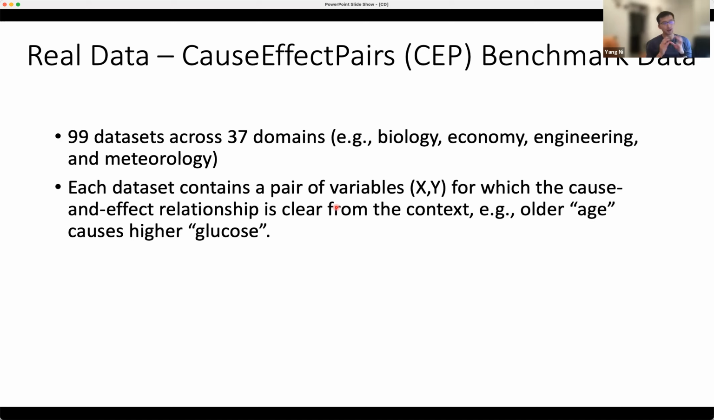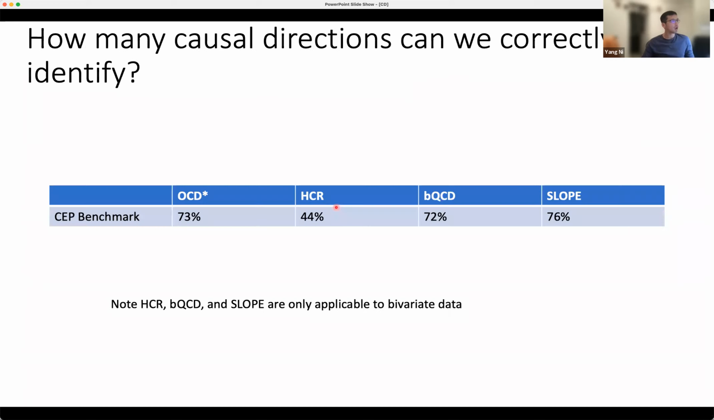Each data set contains a pair of variables X and Y, for which the cause and effect relationship is clear from the context. For example, X may be age, Y may be glucose. Obviously they are correlated, and probably age is the cause of glucose, not the other way around. Glucose does not cause you to age. That's true for all the pairs in these 99 data sets. So we know the true causal relationships, and we pretend we don't know when we fit our model, and then we compare our estimation versus the so-called truth. Okay.